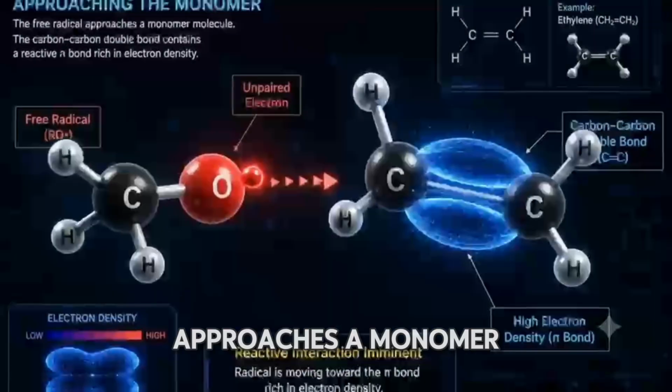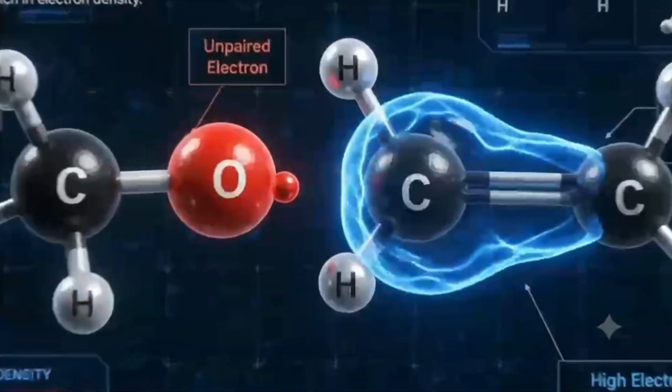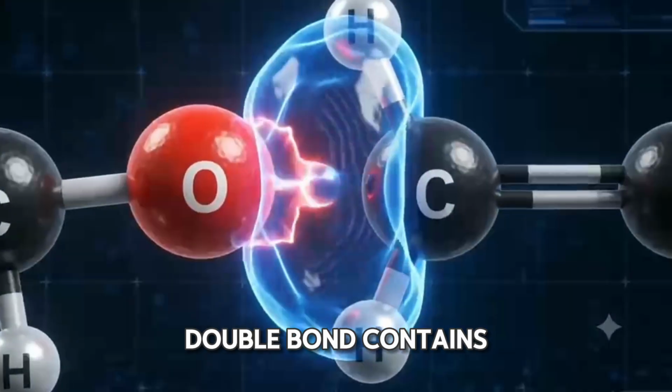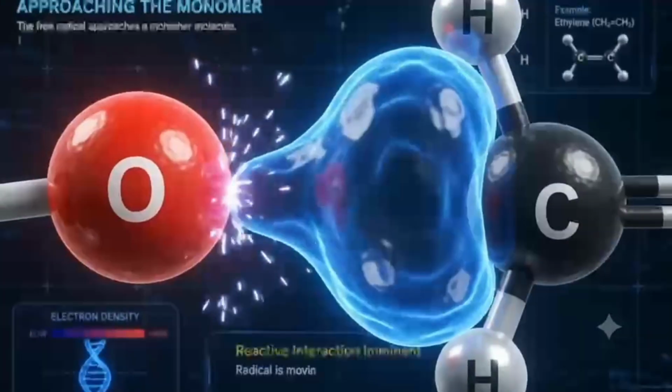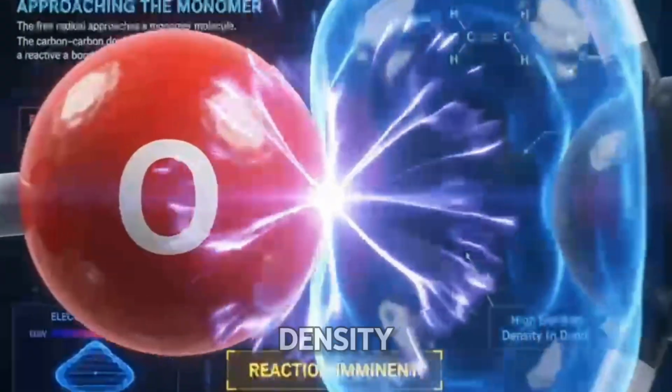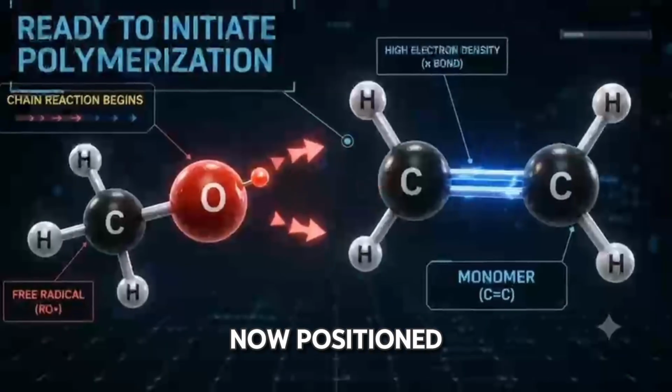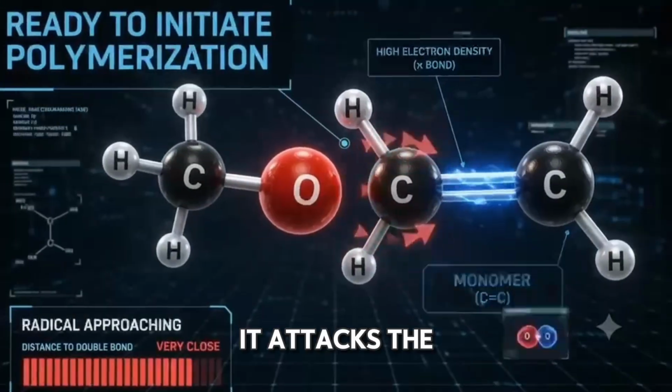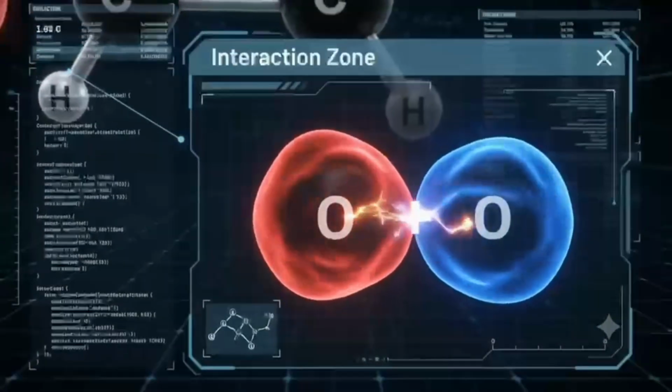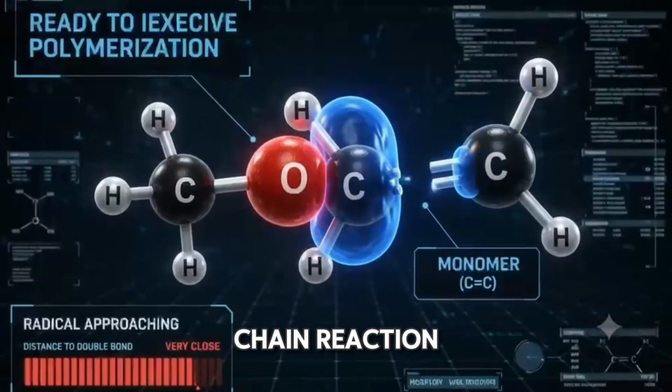The free radical approaches a monomer molecule. The carbon-carbon double bond contains a reactive pi bond. This region is rich in electron density. The radical is now positioned. It attacks the double bond. This initiates the chain reaction.